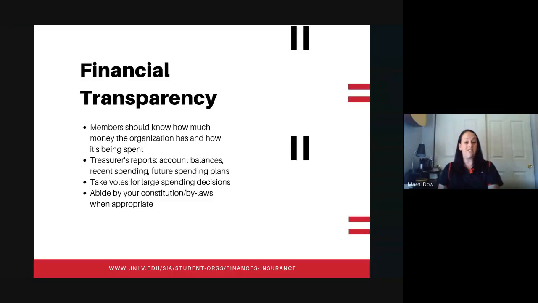We encourage them to take votes from the organization in terms of when they make large spending purchases. So say there's a piece of equipment that's pretty expensive for the organization to buy, before an individual goes out and purchases it for the organization, they really want to make sure everyone's on board with that large purchase. And then if that organization has a constitution or bylaws, really making sure that they're following those governing documents when appropriate, when they outline how spending occurs in the organization, is really important for them.